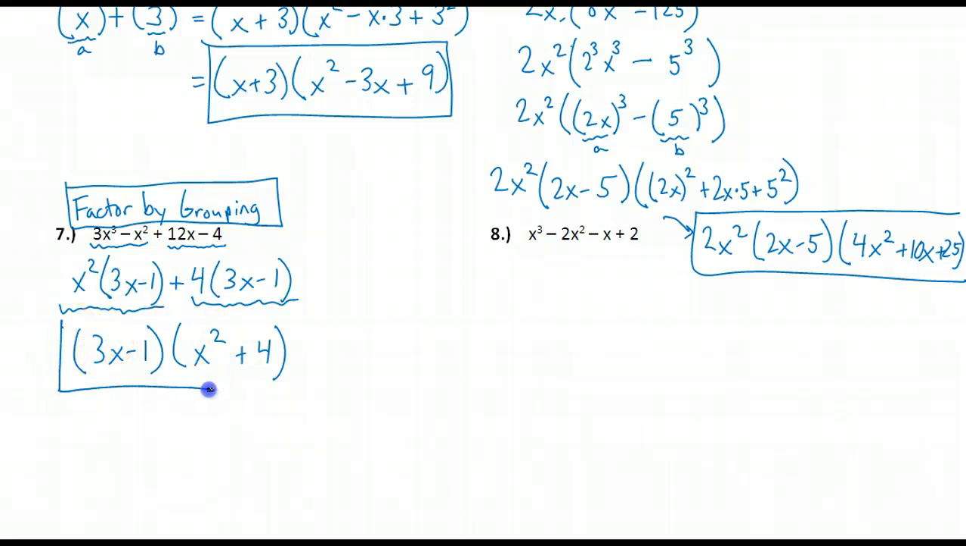At this point, I'm done. 3x minus 1 can't be factored, and x squared plus 4 can't be factored. I do have a way to factor the difference of two cubes, or two squares, but I have a plus here. This can't be factored anymore.